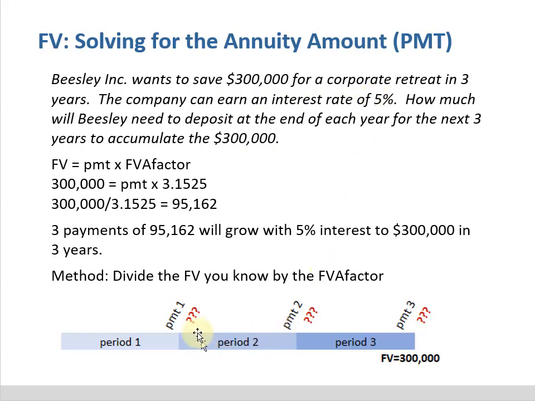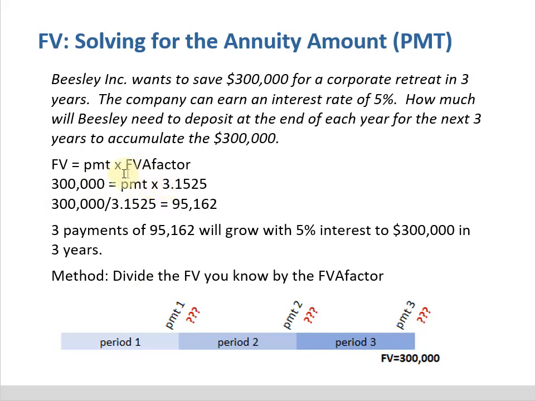So we know that the payment amount is the unknown, our annuity is the unknown, and in this case, do we know the present value of those payments or the future value? We've been told that they want those payments to grow in the future to be $300,000, so we know the future value of the annuity. We solve it similar to how we did it with the present value situation. We know the future value of the annuity is computed by taking the annuity amount times the future value of an annuity factor. So $300,000 is equal to the annuity amount times 3.1525.